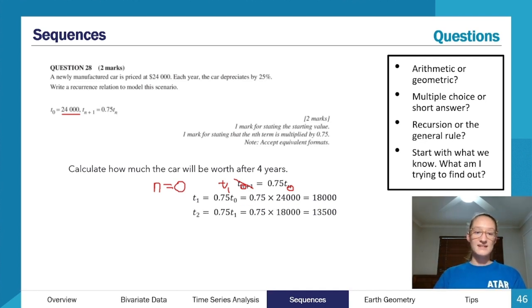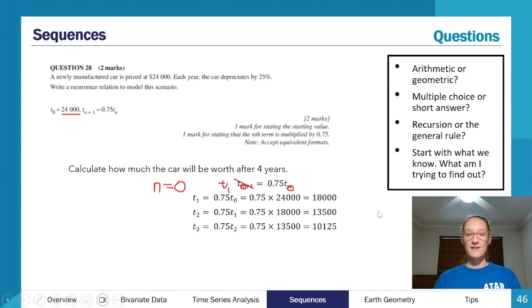Awesome. Now we're going to say let n equal 1. So now we have T2, term 2, is equal to 0.75 times T1. So now we have 0.75, not times 24,000 anymore, but times 18,000. Because after 2 years, it's going to be worth 25% less of what it was a year ago, not the original value, or it would just always stay at 18,000, which gives us 13,500.